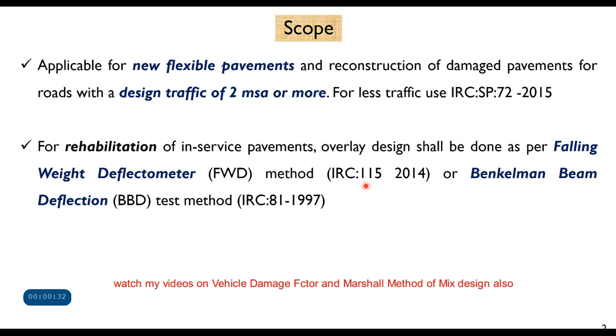Now this code is applicable to design a new flexible pavement or for reconstruction of damaged pavements for roads with a design traffic of 2 MSA or more. If design traffic is less than 2 MSA, then we should not use IRC 37, but we should use IRC SP 72 2015. This code should not be used for design of overlay, for which either the FWD method can be used, which is given in IRC 115, or the Benkelman beam deflection study method can be used, which is given in IRC 81.